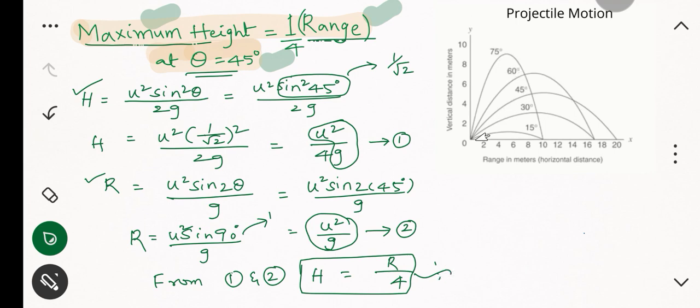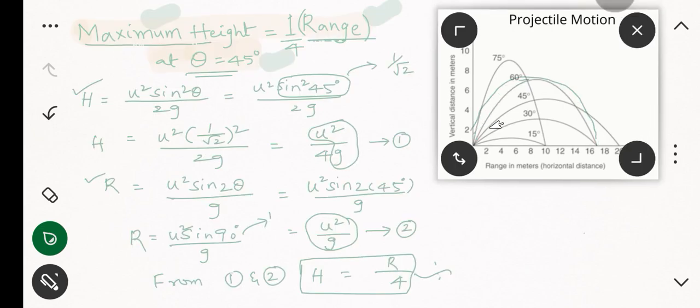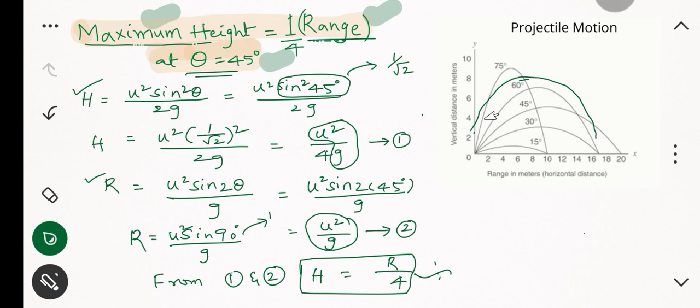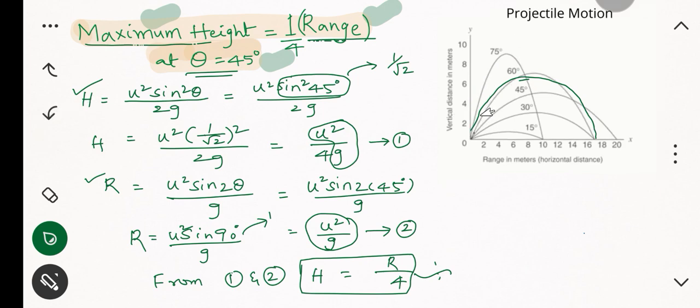We have taken this angle of projection theta is equal to 45 degrees. Here this value is 45 degrees, and we have proved that the maximum height is equal to 1 by 4th of its range.